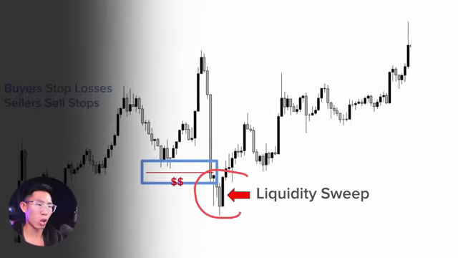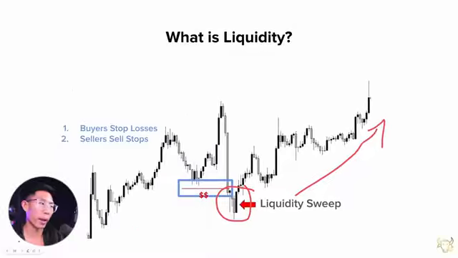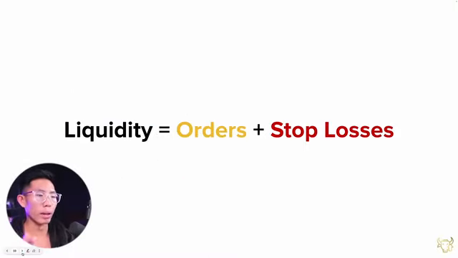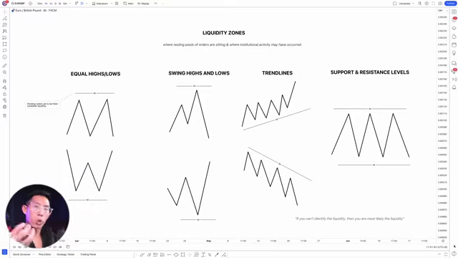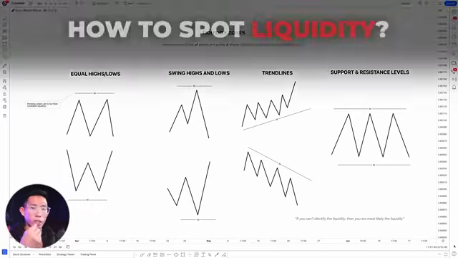Where price has already created that liquidity sweep, come down here, grab all the liquidity before fueling the up move right here and continue heading back up. Now, quite simply put, liquidity is basically pending buy or sell orders plus stop losses. Now, the question becomes, how do you exactly spot liquidity when you are trading?